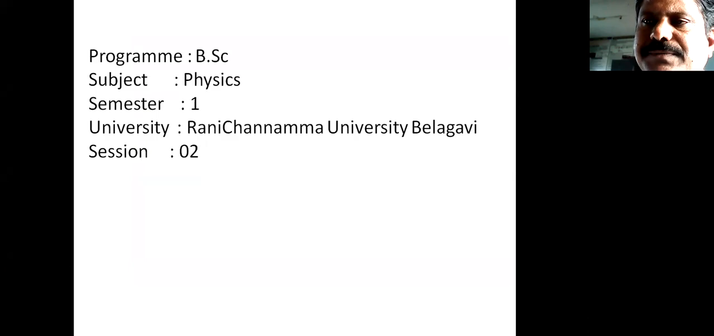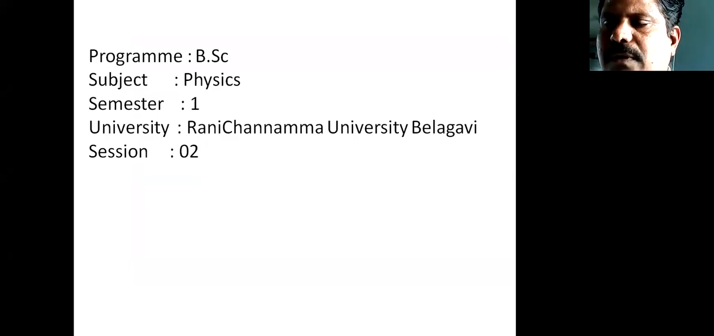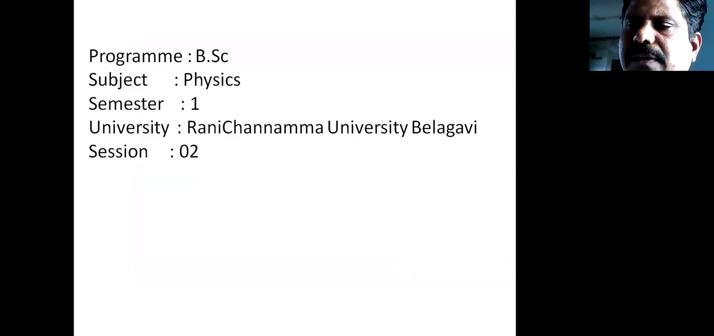So in the last session, we have started our conservation laws. In that, we have discussed the statement of the law of conservation of linear momentum, how it is conserved in the case of single particles or a system consisting of n number of particles.